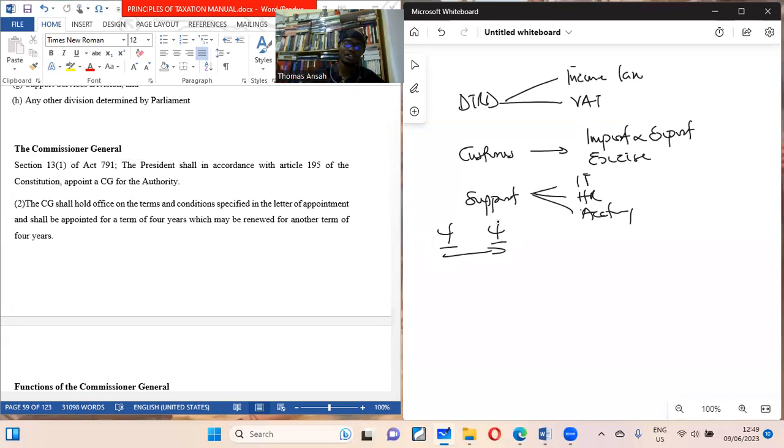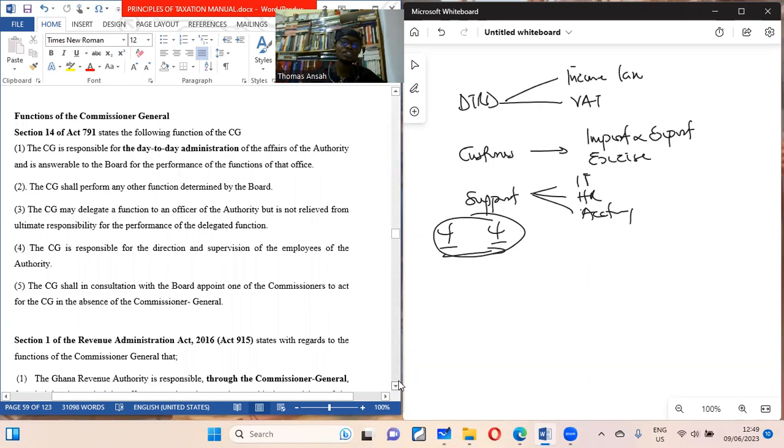So that is that. What are his functions? Of course, he's the CEO, and per every function of a CEO, you are supposed to ensure the day-to-day administration of the GRA. What is the role of every general manager? It's the same role for the Commissioner General, all right? So if the board makes a policy, he's supposed to carry out the spirit of the policy, okay? He reports to the board, all right? So he performs any function as determined by the board, day-to-day administration, right? Of course, he may delegate, but once he's delegating, he's not relieved of the powers or the ultimate responsibility of it. Okay, so these are pertaining to the Commissioner General.